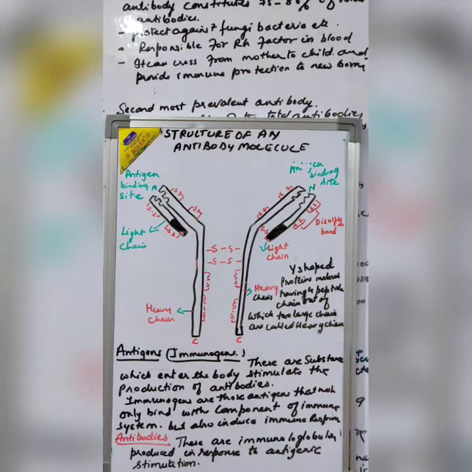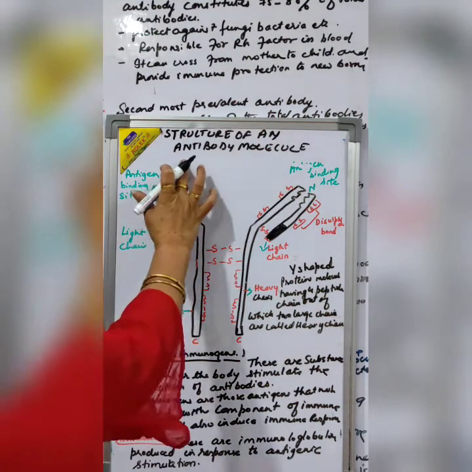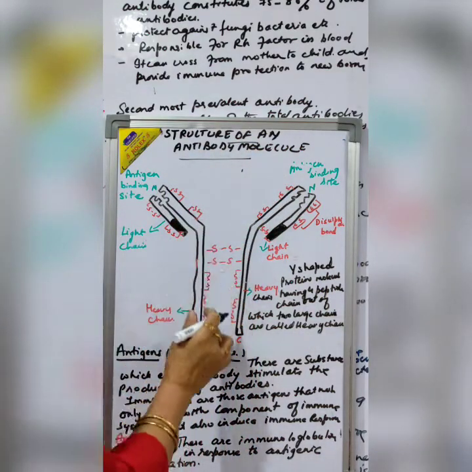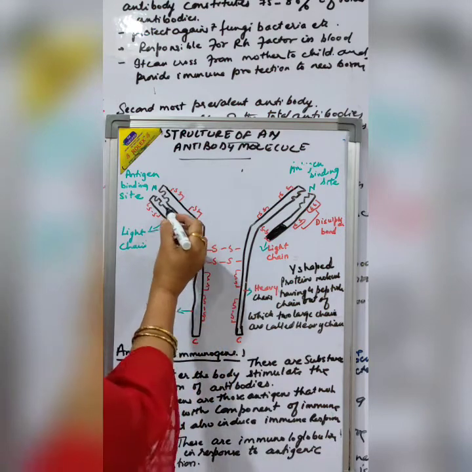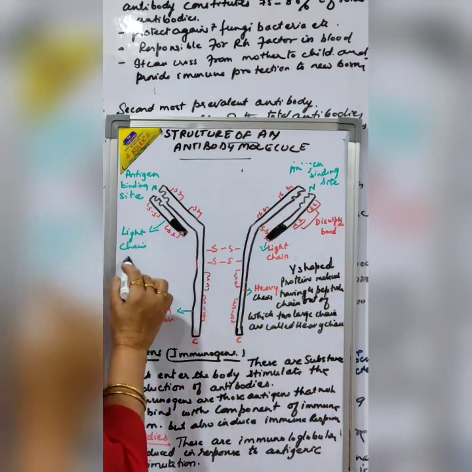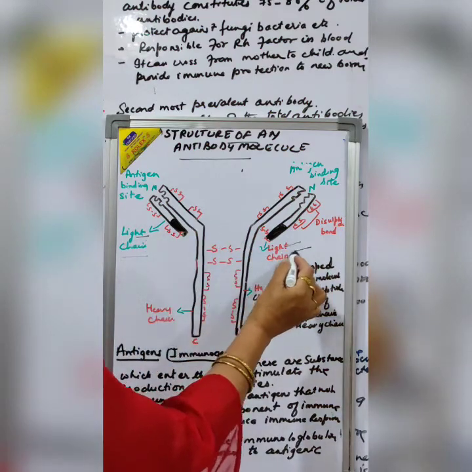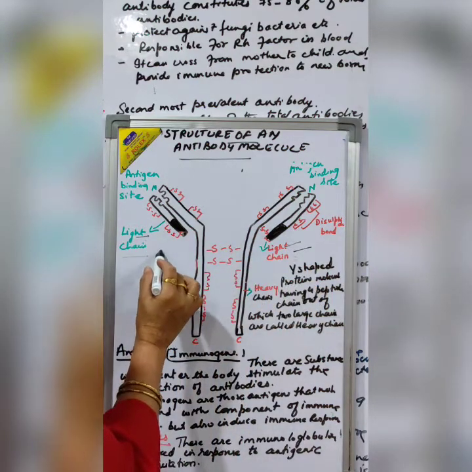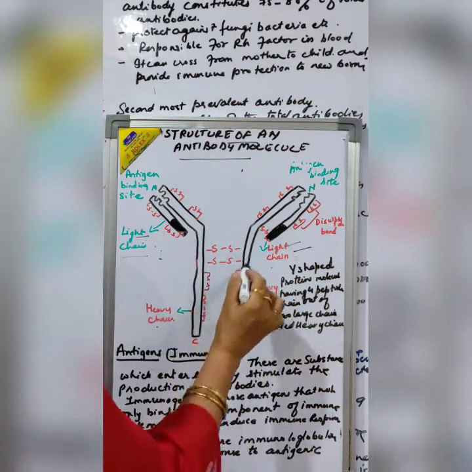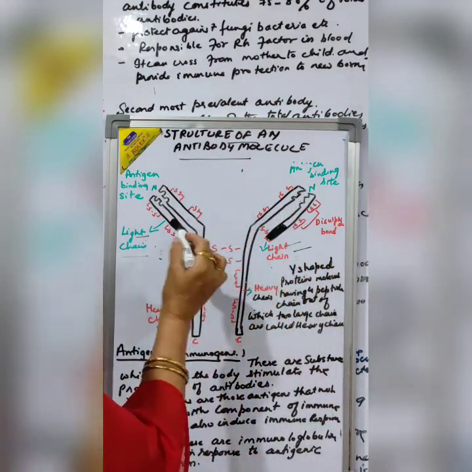We will go through the topic that is the structure of an antibody molecule. This structure is very important. You have to learn it. It's very easy. You have to make these two L-shaped structures, and these are known as light chains. Both sides light chains. So two are light chains and two are heavy chains. These are the heavy chains and these are the light chains.